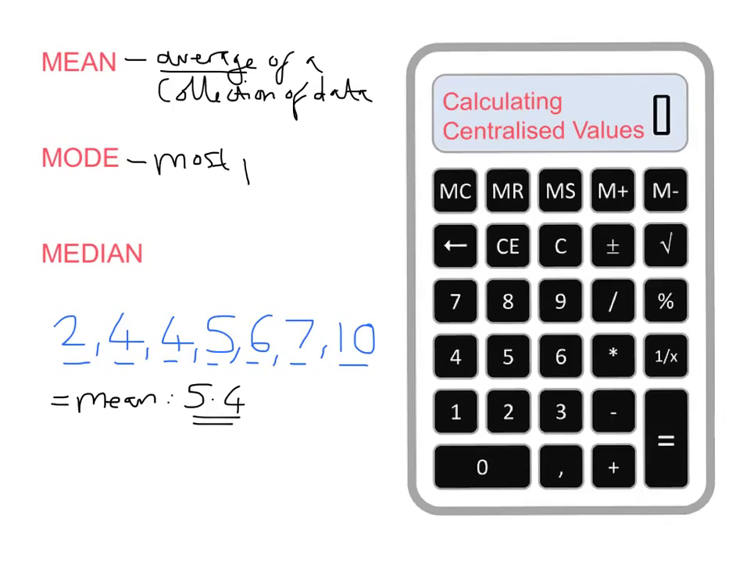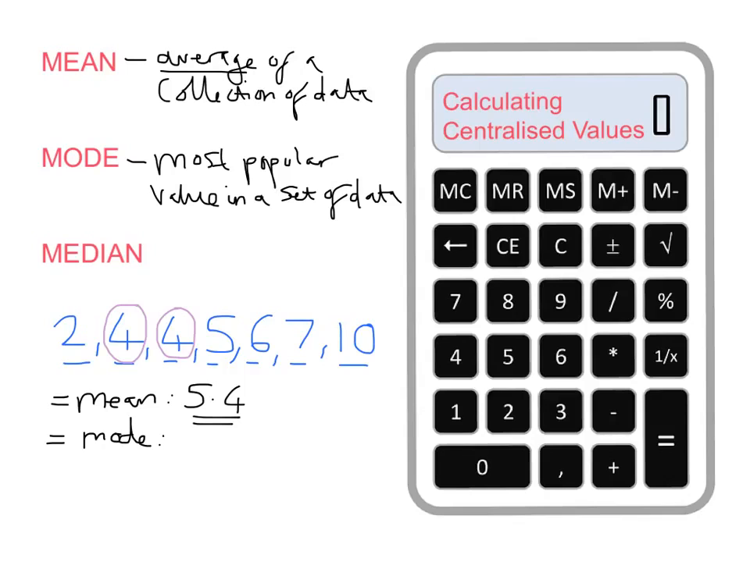The mode is the most popular value in a set of data. Now clearly you can see from this set of numbers that we're using here, we've got a number 4 there, we've got a number 4 there, so we've got two lots of 4. So the mode in this example would be 4. Let's do 2 arrows there, which leaves us with one more centralized value that we can work out, and that is the median.